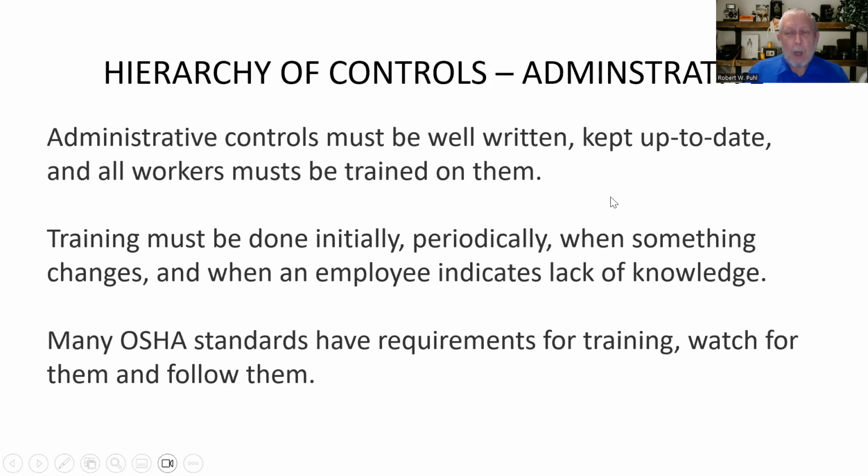Administrative controls must be well written, kept up to date, and all workers must be trained on them. Training must be done initially, periodically, when something changes, and when an employee indicates lack of knowledge. Many OSHA standards have requirements for training, so watch for them and follow them.